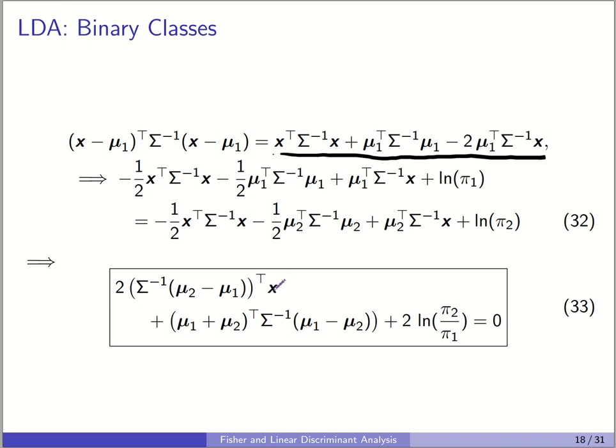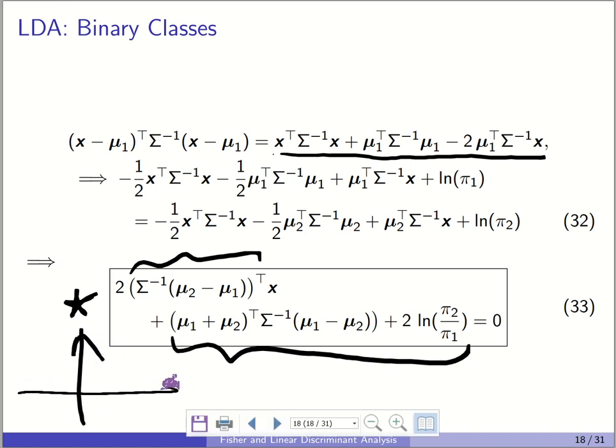So the x's which satisfy this equation equals to 0 are the points on the boundary, and it is a linear boundary. And why is it linear? It is a linear boundary because it's exactly an equation for a linear equation. This is the slope, and this is where it intersects. So this is the slope, and this is the intercept.